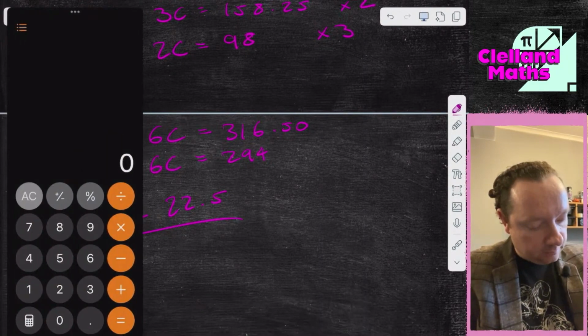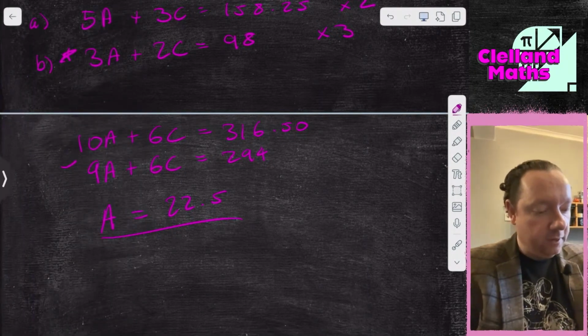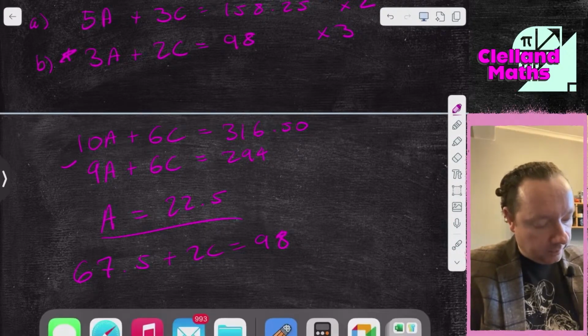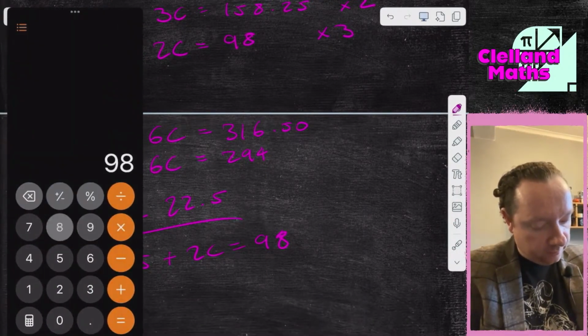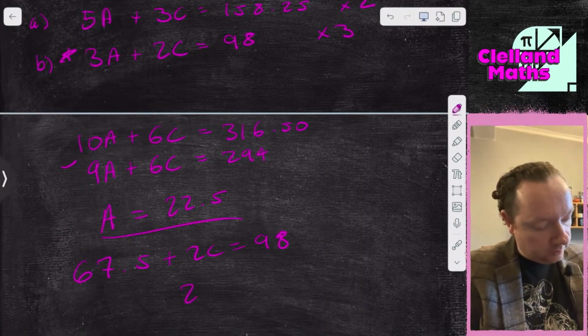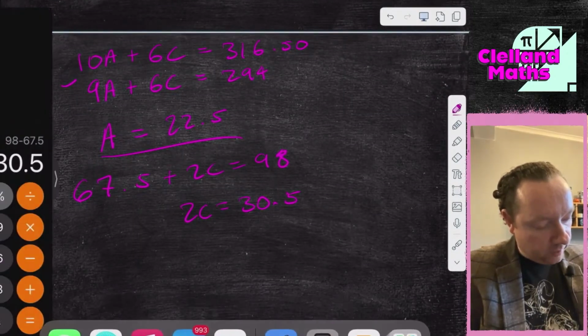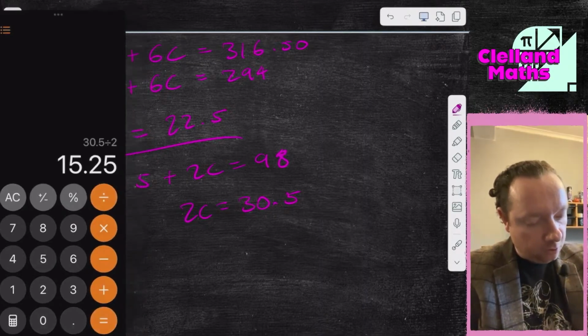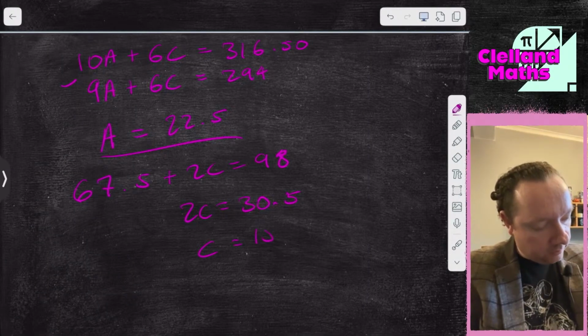Let's just check that. That's 67.5. So we've got 67.5 plus 2c equals 98. So we'll do 98 minus 67.5. Oops. 30.5. So 2c is 30.5. Divide by 2 then. 15.25. We need to answer the question.